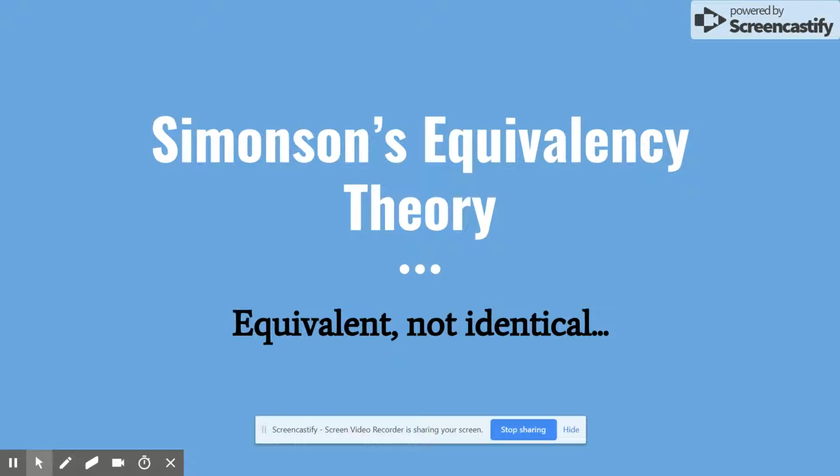Then we can implement this distance learning much easier, and there won't be as much pressure on teachers and students to understand it. So that's what's really important here, is just making sure that it is a new way of learning and an effective way of learning. It's not necessarily identical to the traditional way of learning, but it's equivalent.